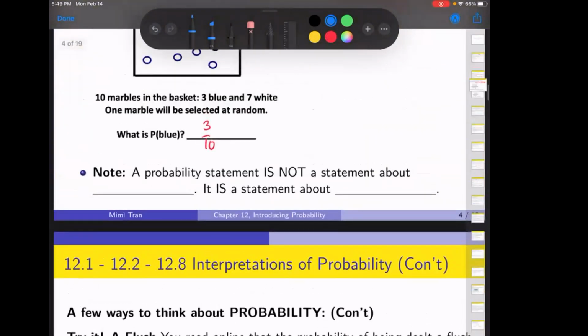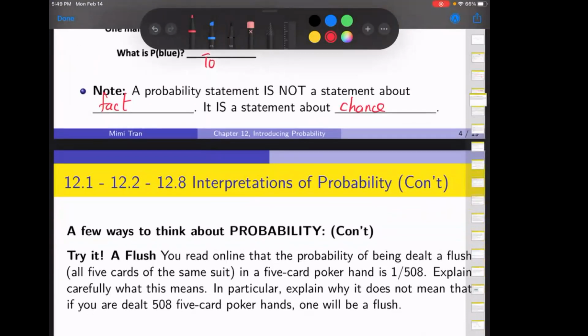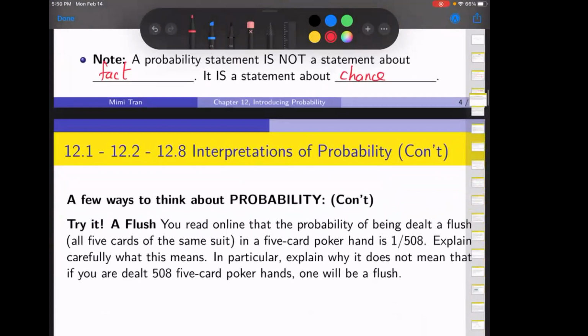Okay. One more thing. A probability statement is not a statement about fact. It is a statement about chance. If you ask me, everything in life except death or taxes is all about chance. Right? 15 years ago, I was in Vietnam. I never thought I'd come here and teach. Even becoming a teacher never crossed my mind. Here I am as a teacher. I was thinking of doing something in a bank or something, but never a teacher. So chance, right?